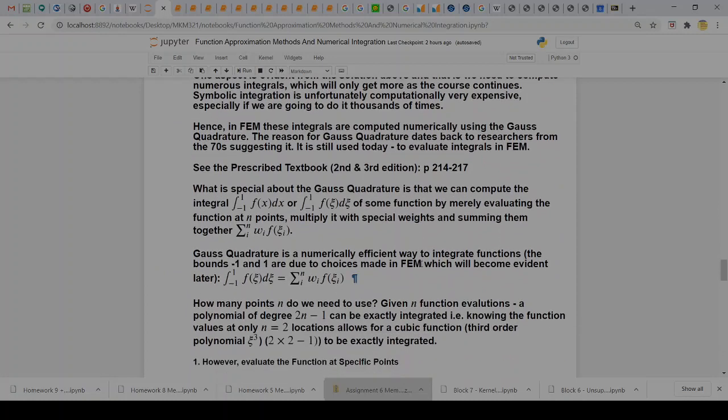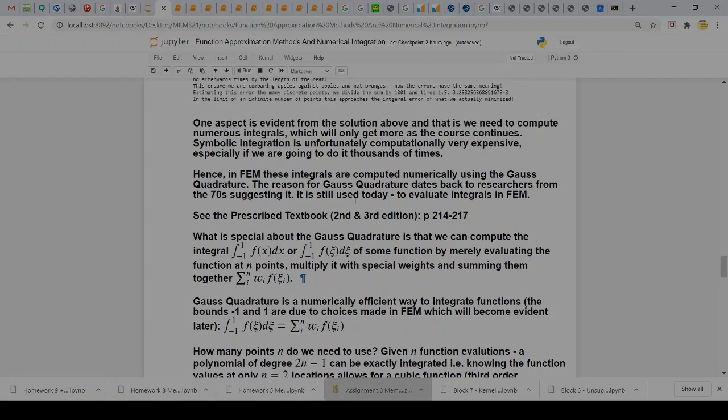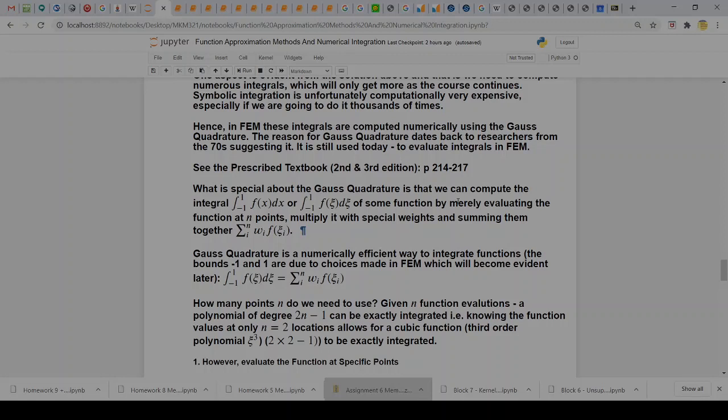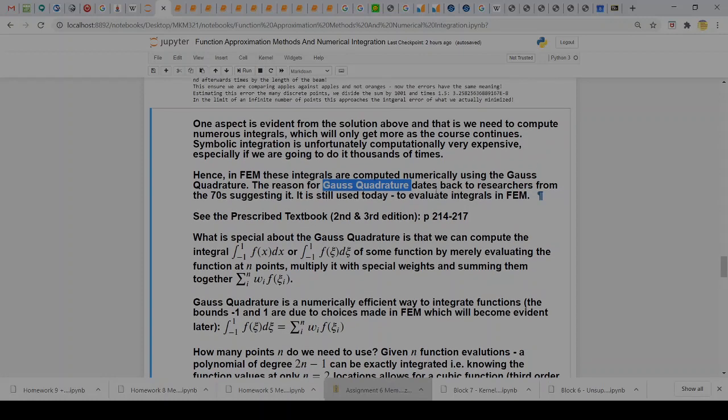This brings us to pages 214 to 217 of the prescribed textbook. So if you have a textbook that is not part of this version, maybe the 4th edition or something, just go to the back of the index and search for Gauss Quadrature, for instance. And what Gauss Quadrature is, essentially, is a way for us to evaluate the integral. So look at this, this is quite funky. It's to evaluate the integral between our two bounds, which are -1 and 1.